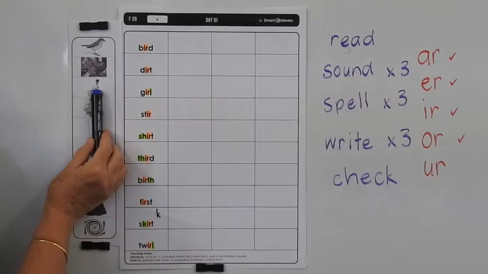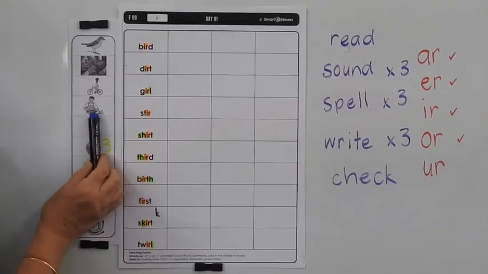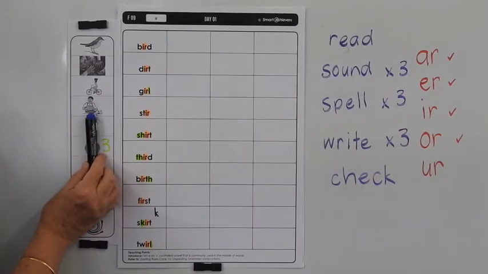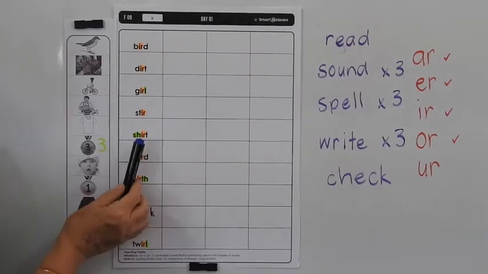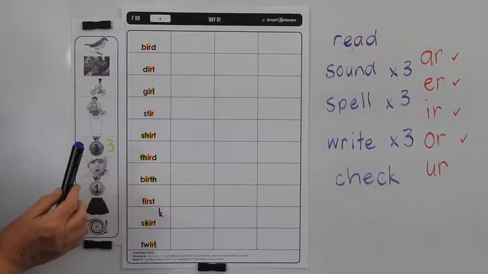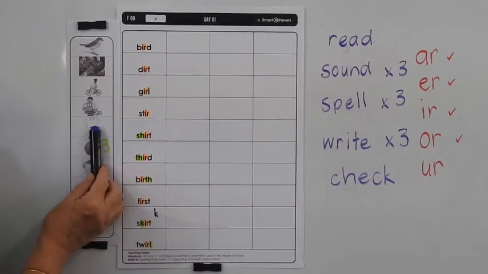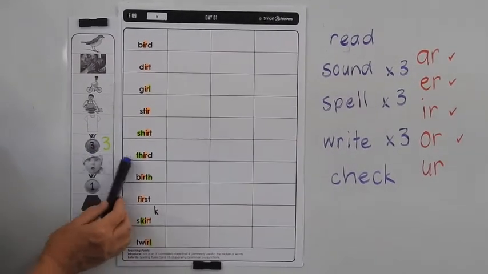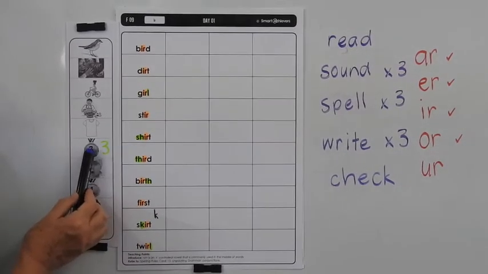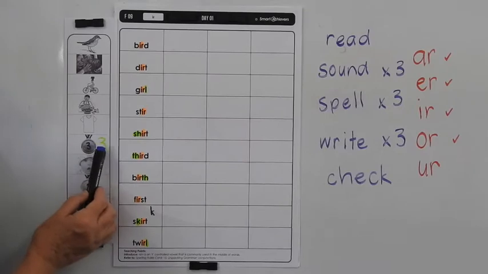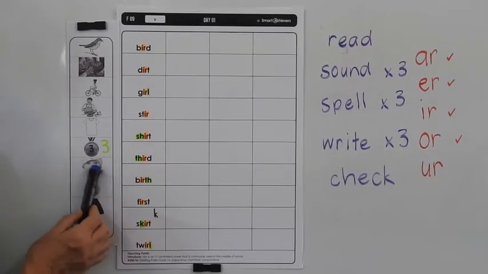A girl is a female, a young female. Stir is what you do when you're making a cake or you're making a stir fry. You have to stir the ingredients. And even if you're making cement, you have to stir up the mix. A shirt is something that you wear on the top half of your body. Third comes from the number 3, and it means you come third in a race, or a thing is third in line. Birth is when you're born, when you're a baby.